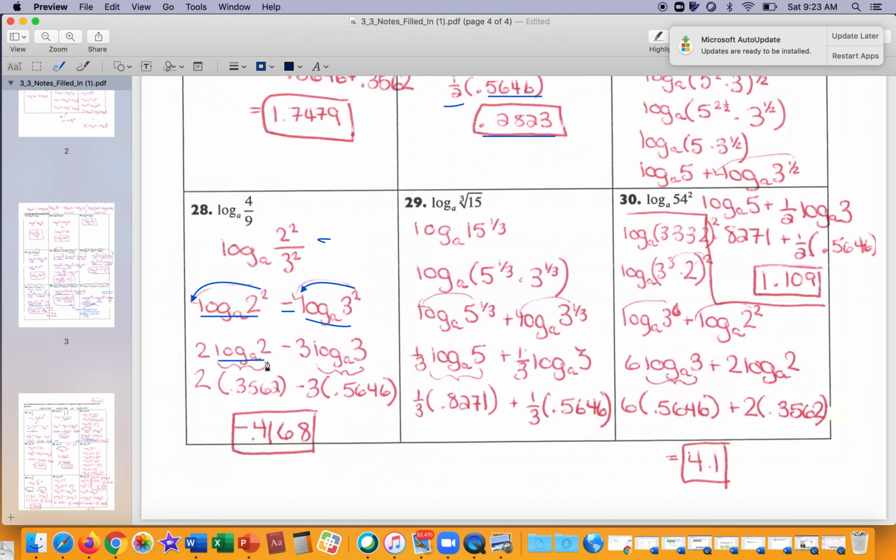So we look at the value for log base A of 2, which is 0.3562. We look for log base A of 3, right, 0.5646. And then we have those values right in front that we would multiply by. So 2 times 0.3562, get a value. 3 times 0.5646, get a value. And then find the difference. So it's negative 0.4168.